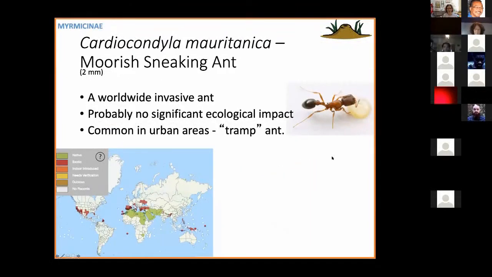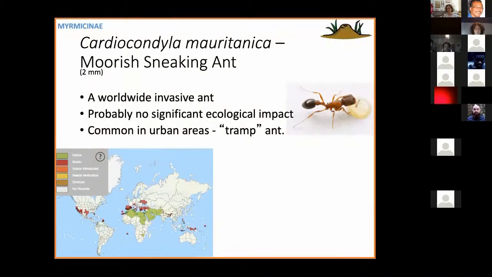And to our next ant. So this is the Moorish sneaking ant, Cardiocondyla mauritanica. It's another highly invasive ant that invaded many different countries worldwide, but it seems like it doesn't have a very significant ecological impact. Unlike the Argentine ant, that wherever it gets, they are so successful. They build these huge nests with millions of workers, and they outcompete and displace many of the native species. So they would fight them, they would steal their food, they would invade their nests, and take over.